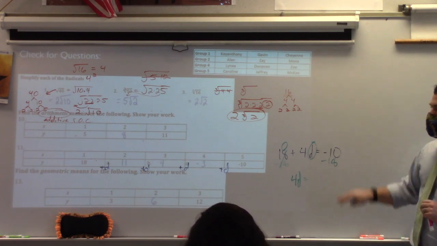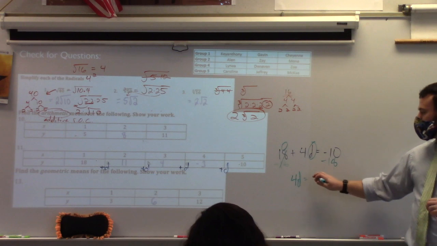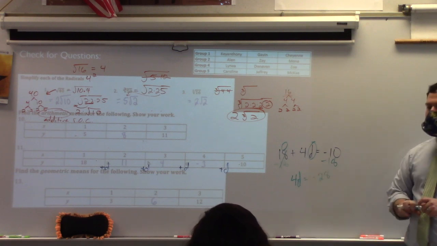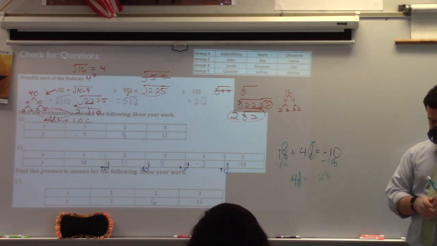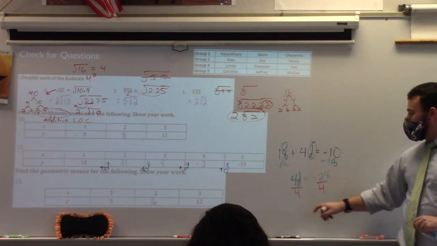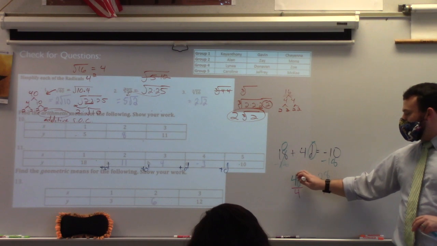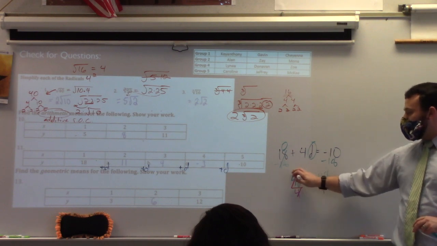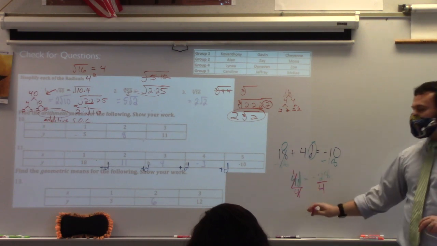What's negative 10 minus 18? Negative 28. What would be my last step? Divide by 5. What is 4 divided by 4? 1. Well, 4 divided by 4 is 1. 1 times D is D.